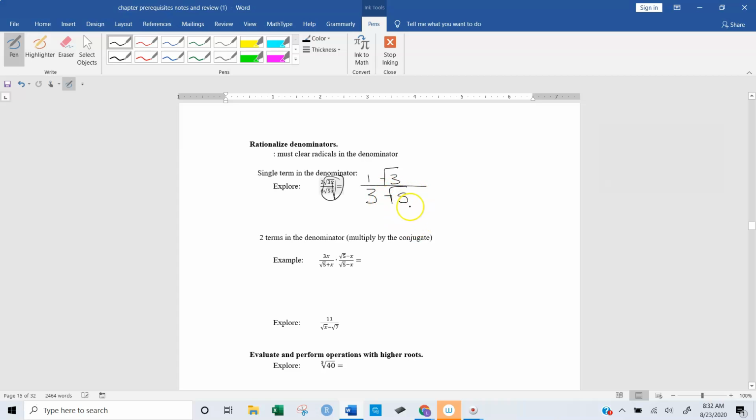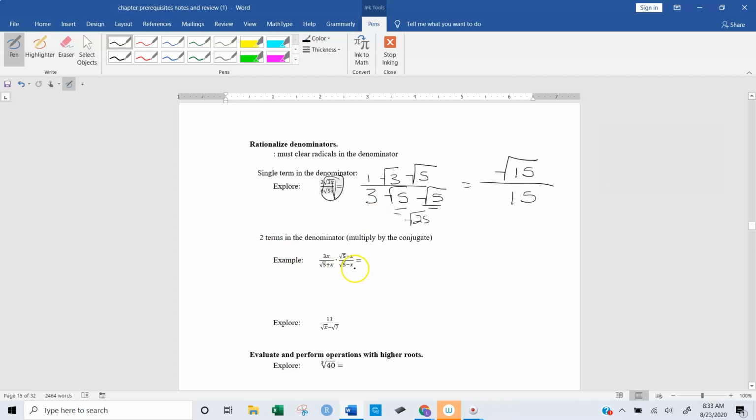The square root of 5 is what we cannot have. So to get rid of it, you just multiply it by itself, because the square root of 5 times the square root of 5 is technically the square root of 25, which is just 5. So my denominator becomes 3 times 5, which is 15. But whatever we do to the denominator, we must do to the numerator. So now I have 1 times the square root of 15, which is just the square root of 15 in the numerator. You cannot reduce these because one is in a radical and one is not.